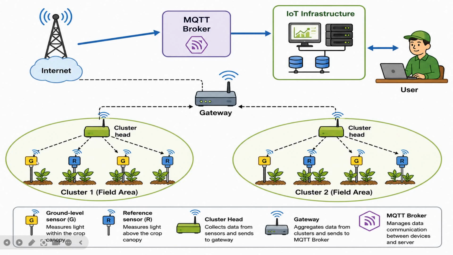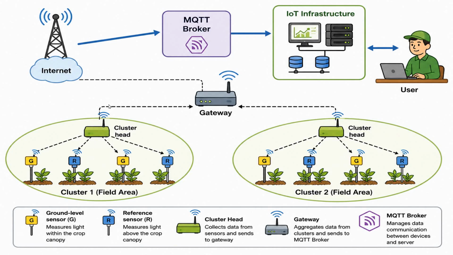the ground level sensor, which is represented by G, which is installed within the crop canopy in order to measure the light intensity reaching the lower parts of the plants, and second is the reference sensor, which is represented by capital R, positioned above the crop canopy to measure the incoming solar radiation.